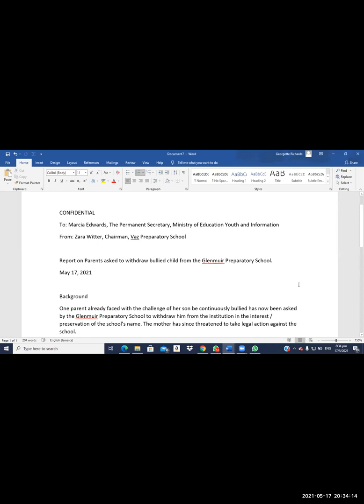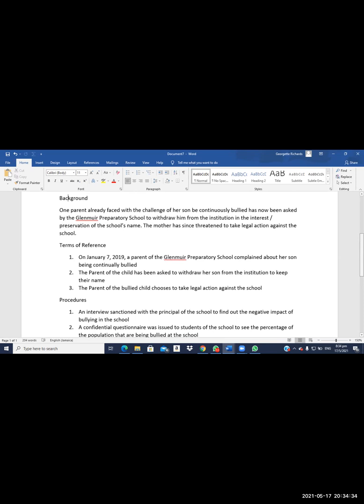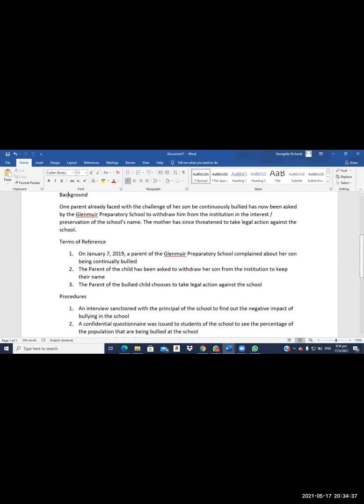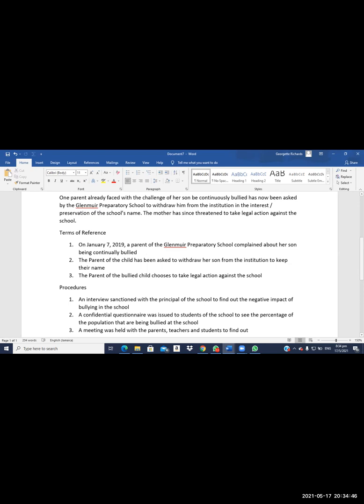I see background. Is this a short formal report? I thought I would have seen terms of reference, not background. Scroll for me. It looks like a memo, actually. How is this terms of reference? Oh, yeah, okay. I'm mixing it up.